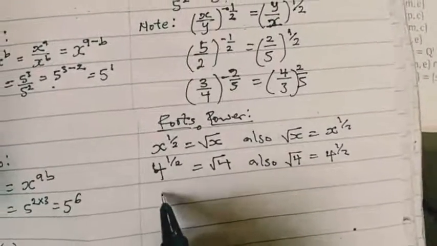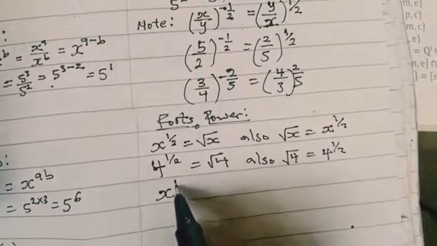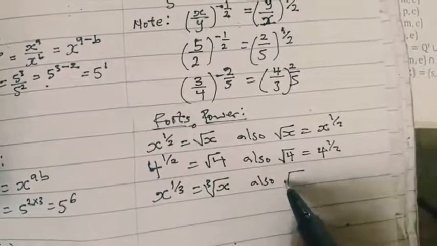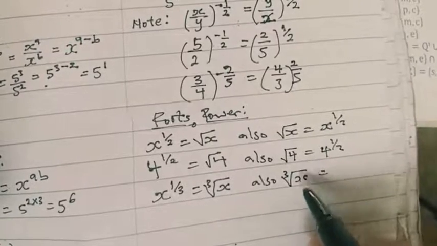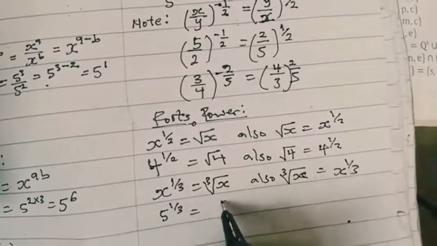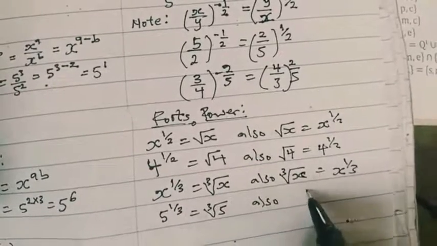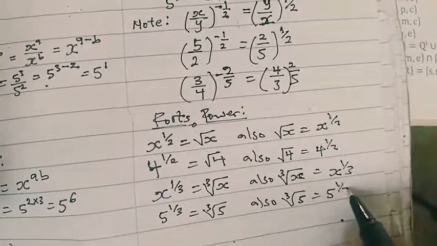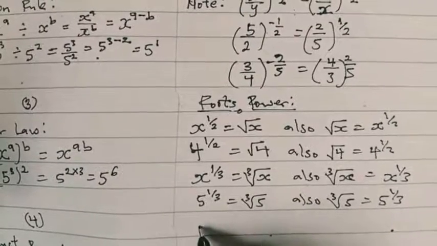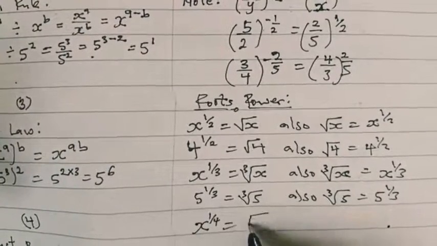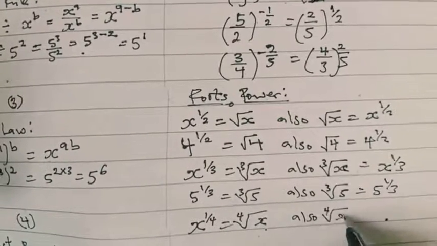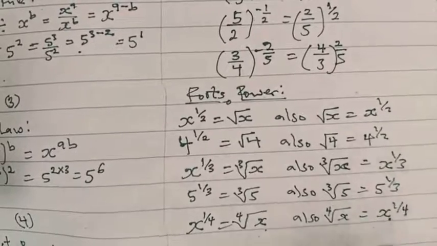The next thing you have to know is that x raised to power 1 over 3 can be written as cube root x. Also, cube root x can be written as x raised to power 1 over 3. For example, if you have 5 raised to 1 over 3, it can be written as cube root 5. Also, cube root 5 can be written as 5 raised to 1 over 3. Also, if you have x raised to 1 over 4, it can be written as 4th root x. And also, 4th root x can be written as x raised to 1 over 4, etc.